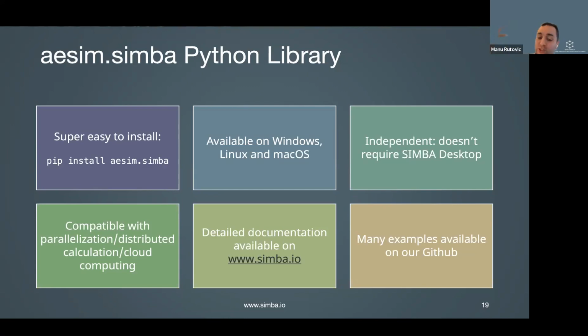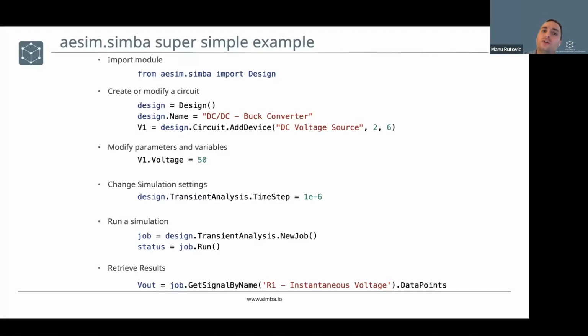So if you want to distribute calculation on the cloud, you can just install it on a Linux server where SIMBA is not installed. That will work. The documentation of the library is available on our website. We try to be as accurate and comprehensive as possible. And we also provide examples and tutorials on our website and on GitHub. So let's start with a very simple case.